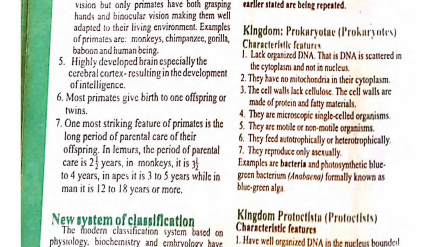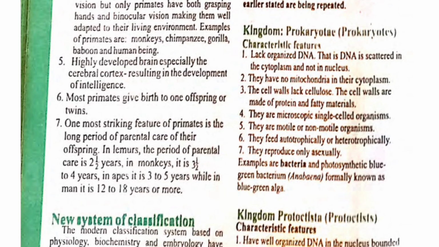Alright, so kingdom 1, that's kingdom Monera, prokaryota. They have a lack of organized DNA, that is, the DNA is scattered in the cytoplasm and not in the nucleus. As said earlier, they lack a nuclear membrane, so the DNA is localized in the cytoplasm. They have no mitochondria in their cytoplasm. Actually, not just the nucleus is affected. They lack membrane-bound organelles in general. So they lack mitochondria in their cytoplasm.